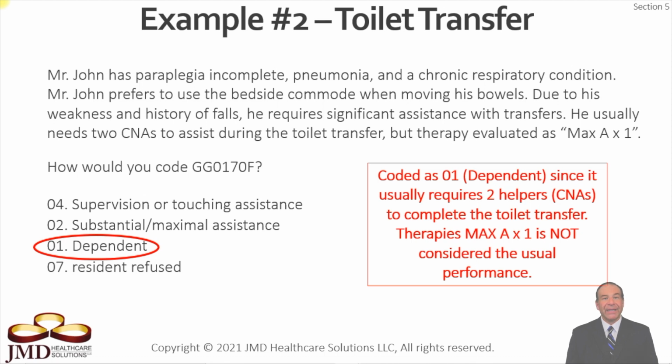Because you have CNA, direct care staff, documenting that they're needing 2 people. 2 people are planning to go in there. 2 people are going in there. Even though therapy put max assist of 1, you would still put the dependent. All right? And that would make sense to me. Hey, that could be true. And that's probably a good idea.